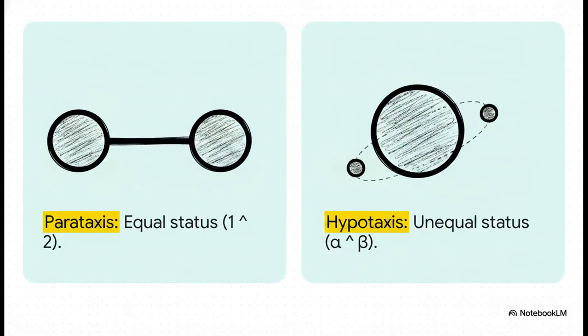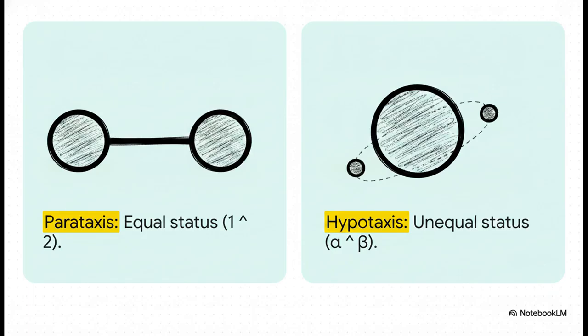This essentially gives us the two primary types of clause bonding. First up, we have parataxis. This is equal status. It's the linguistic equivalent of a covalent bond in chemistry, where atoms share electrons equally. We actually denote this with numbers, 1, 2, 3. The clauses initiate and continue on equal footing.